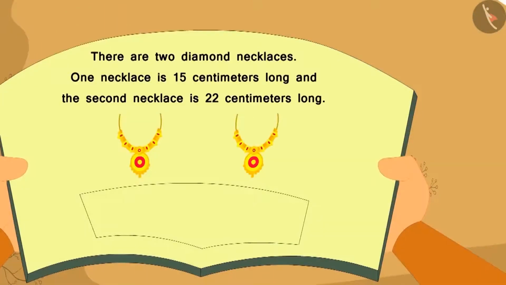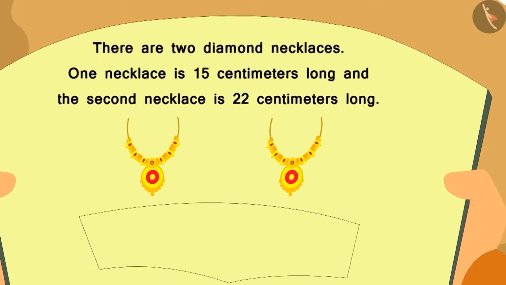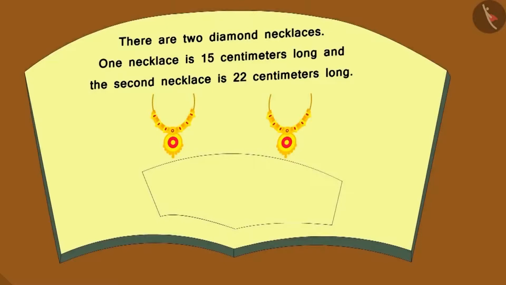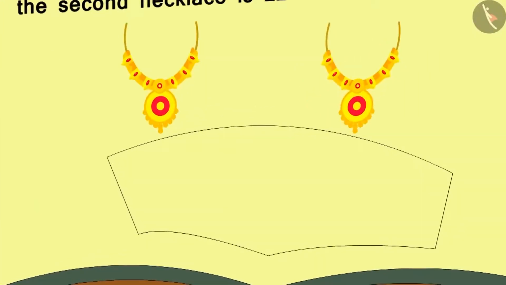Now Chanda immediately turned the page of the book and she saw this picture. There are two diamond necklaces here. One necklace is 15 centimeters long and the second necklace is 22 centimeters long. Chanda immediately wrote this question.